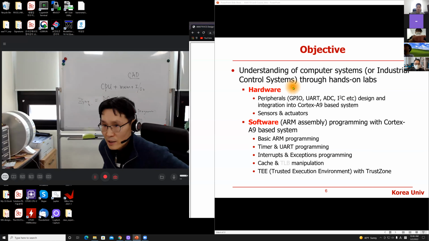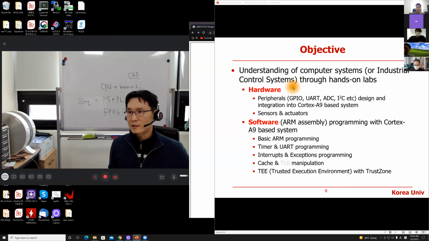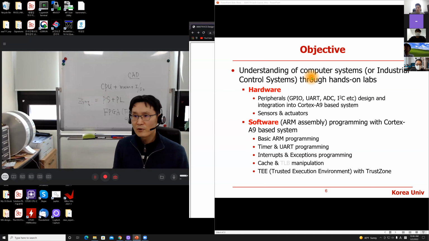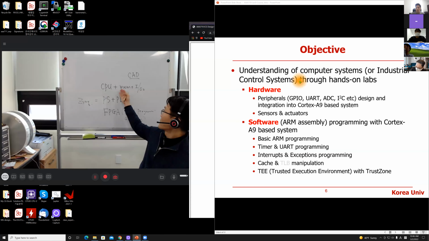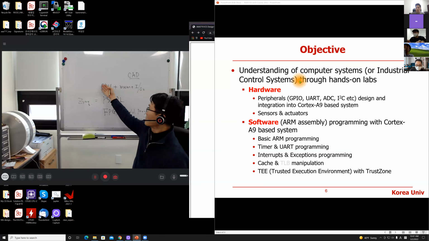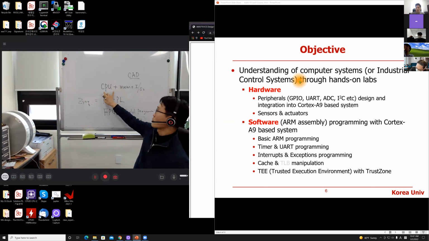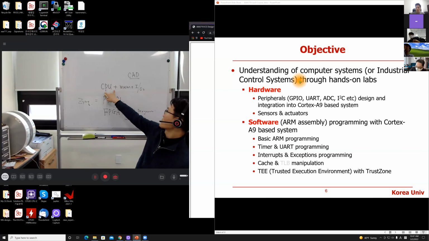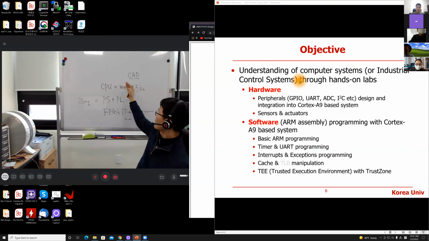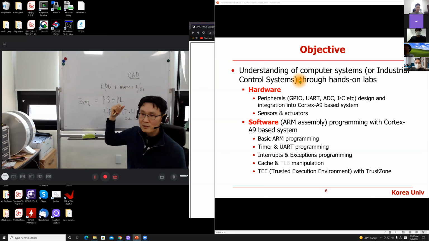So an industrial control system is not that different from an embedded system, just one kind of computer system. To fully understand industrial control systems, you should understand these things: the CPU, how a computer system works, how IO interacts with the CPU, how to take input from IO, and then, based on that, how to drive those actuators.